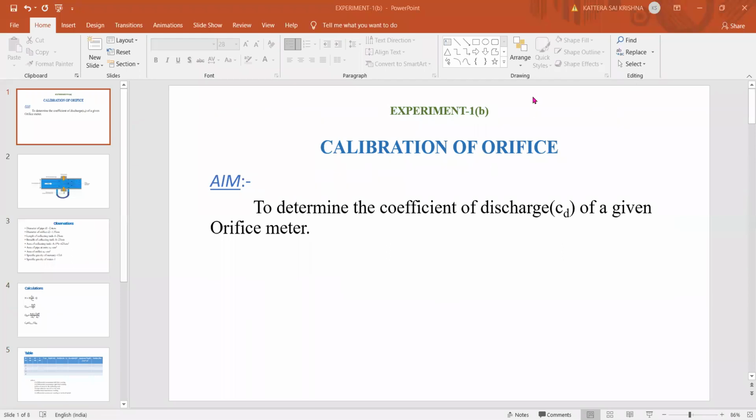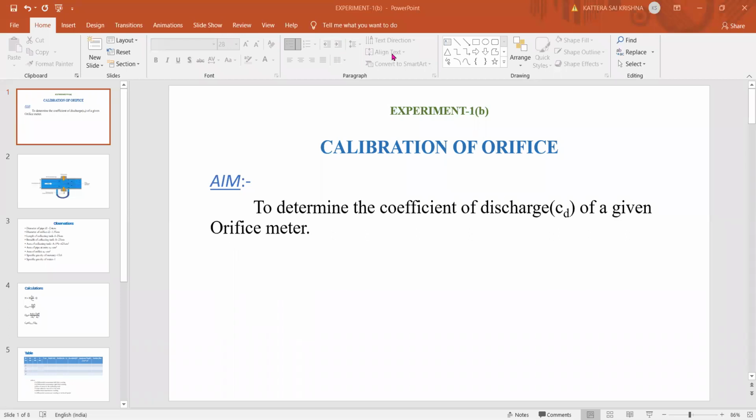This orifice meter also works on Bernoulli's principle, where total energy at section 1 is equal to total energy at section 2. Which is given by P1 by rho g plus V1 square by 2g plus Z1 equal to P2 by rho g plus V2 square by 2g plus Z2, where P1 by rho g is pressure energy, V1 square by 2g is kinetic energy, and Z1 is datum energy head. So these three terms will be there in your Bernoulli's equation.